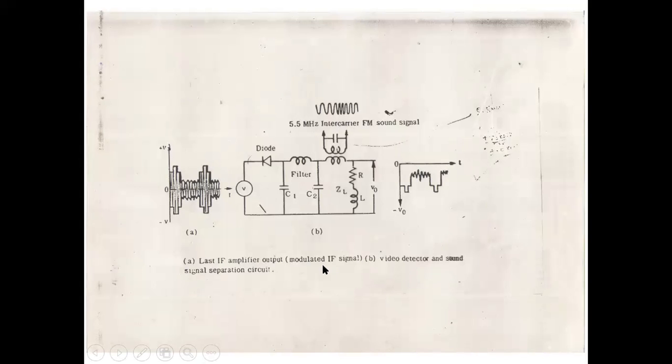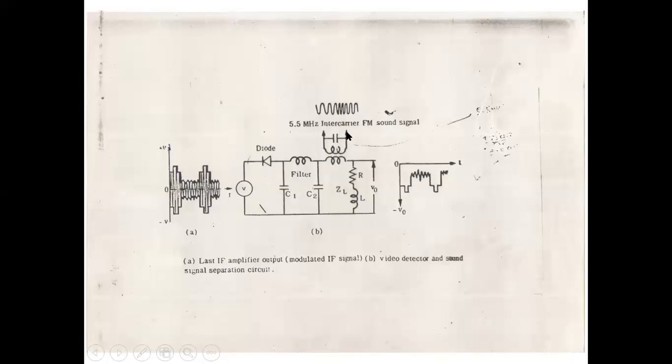So this is the circuitry of the video detector. A normal diode is there. The AM-VSB modulated video is detected with the help of this. See, the AM-VSB modulated video IF of 38.9 megahertz and the frequency modulated sound IF of 33.4 megahertz, both are available.